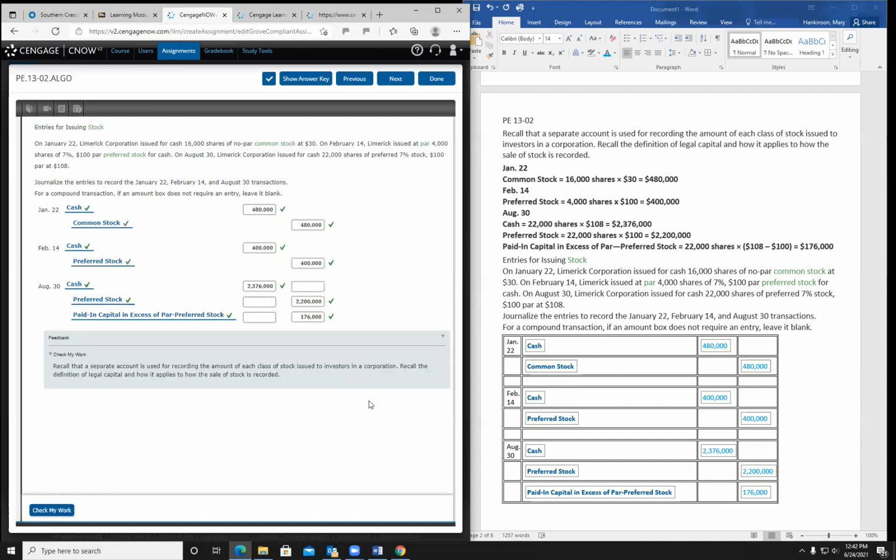So let's go ahead and check our work. It says here to remember that a separate account is used for recording the amount of each class of stock issued to investors in a corporation, and the definition of legal capital and how it applies to how the sale of the stock is recorded. So that's very important. That's why we always do a separate entry for common stock and a separate entry for preferred stock.